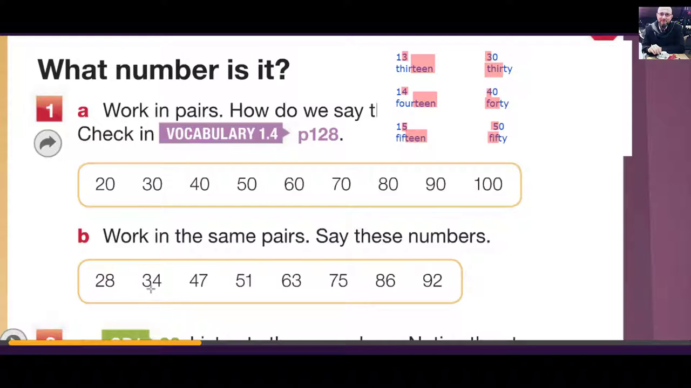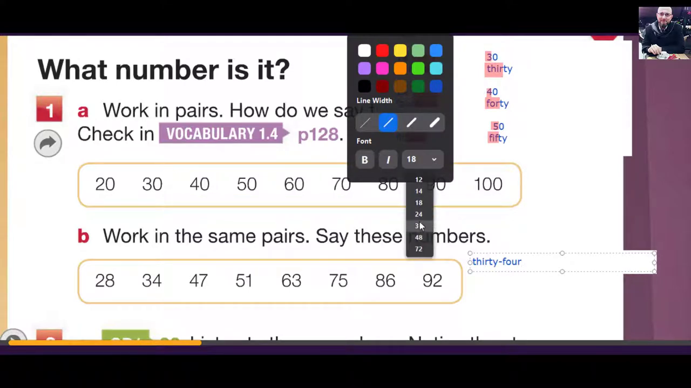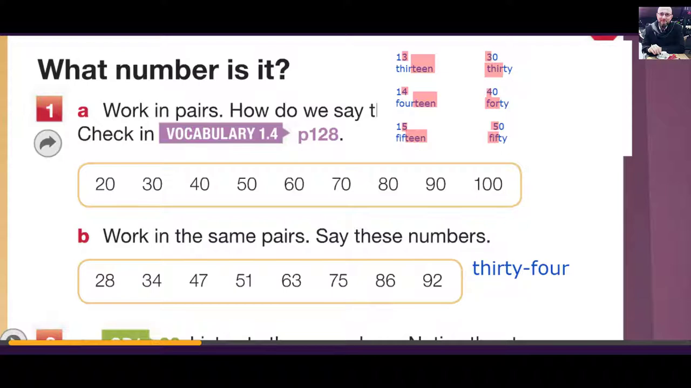We say 28, 34, 47, and 51, 63, 75, 86, 92. And when you write these numbers with words, for example, you write 30, 34. So you should write it in this way. You write it 34, two numbers. You should be careful with this. You can say it hyphen, dash, whatever, but write it.